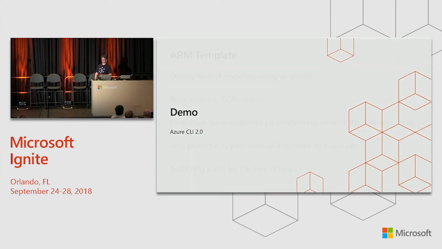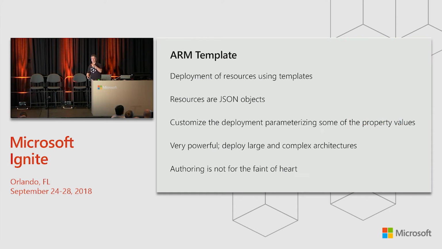So, to get back to slides, let's talk about ARM templates. ARM templates are a declarative way to provision Azure resources. Resources are JSON objects here. You can customize those templates using parameters. And it's very powerful. You can create really, really complex environments using it. But the authoring part is also a little bit harder than I would like.